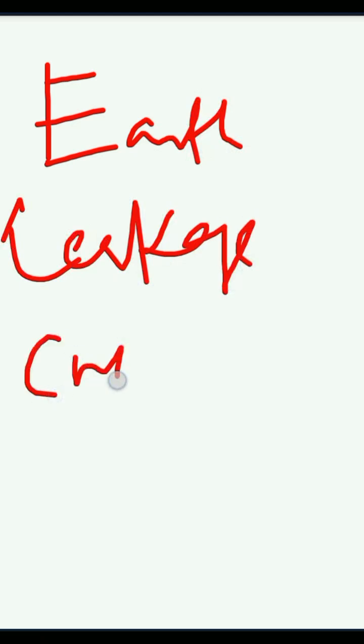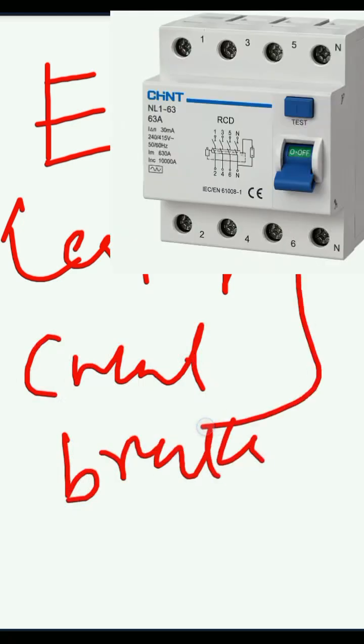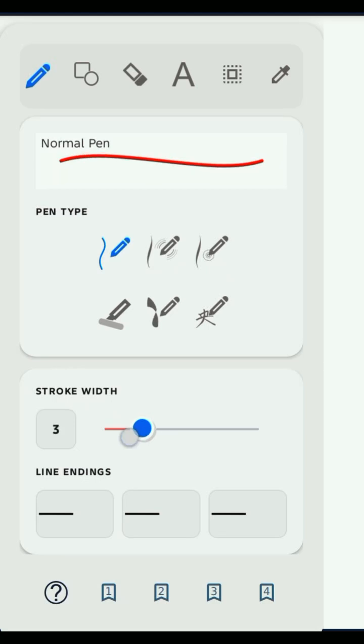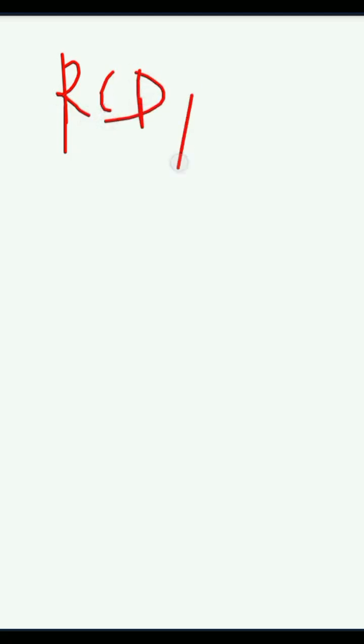earth leakage circuit breaker, is basically used with the three-phase system. So what do these two equipment do? The RCD and the ELCB. So what does this do?